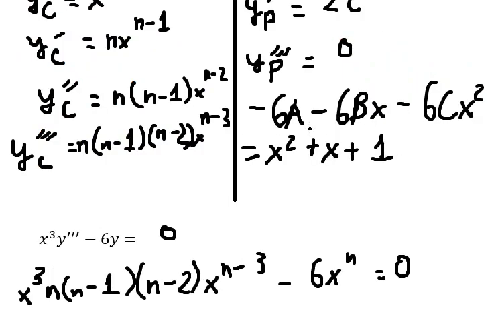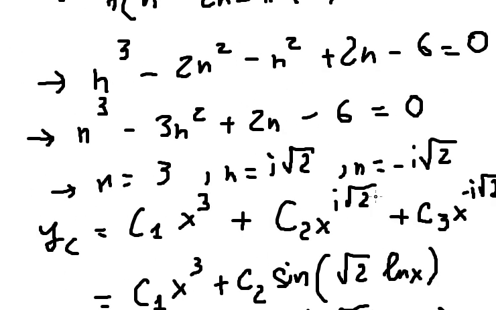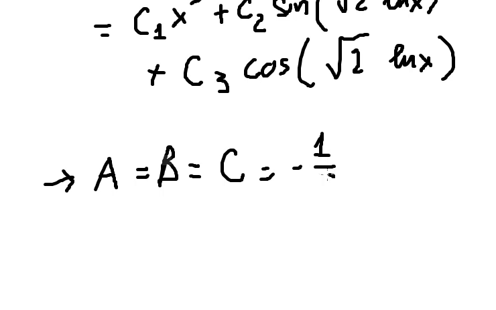So we need to compare coefficients. Everything in here equals 1. Negative 6a equals 1. Coefficient of s we have 1, so everything in here equals 1. And now we can find the solutions of a, b, c. a equals b equals c equals negative 1 over 6.